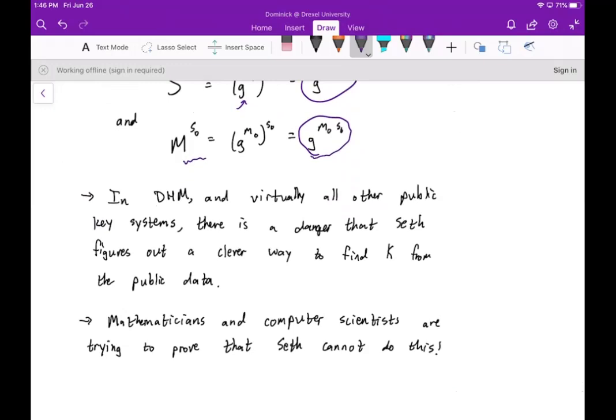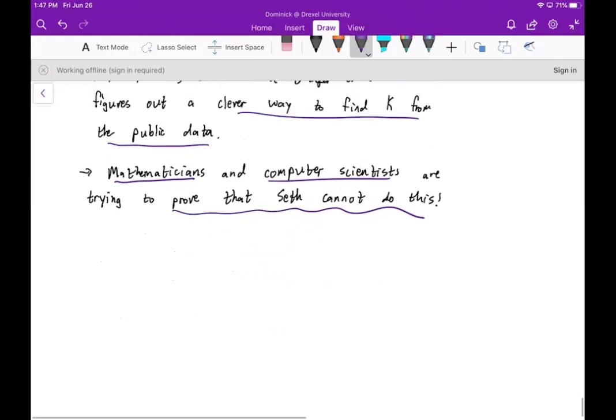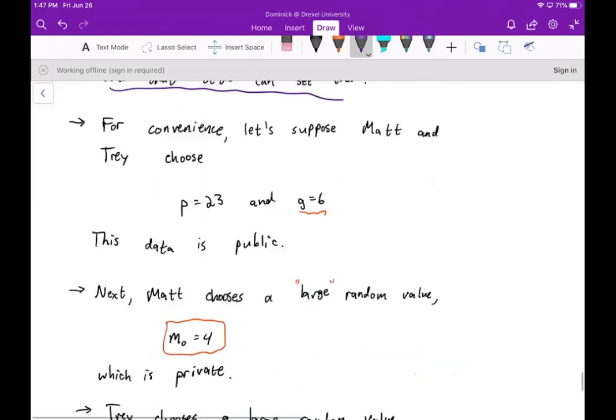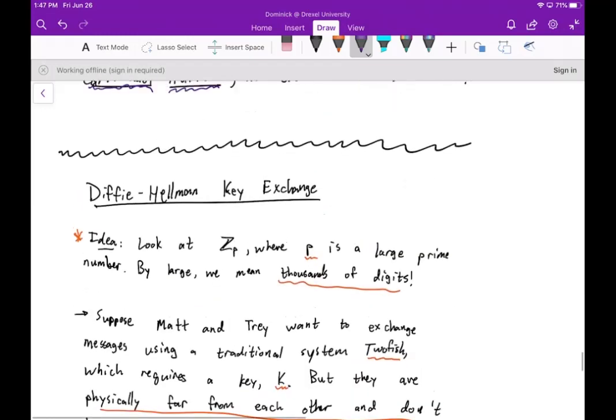Now, in DHM, this Diffie-Hellman exchange here, and virtually all other public key systems, there's a danger that, of course, Seth would figure out a clever way to find K from the public data, right? And of course, the whole idea, the whole science of cryptography, is that a group of mathematicians and computer scientists are trying to prove the fact that Seth cannot do this, or trying to prove ways that Seth could do this, right? So that concludes this video on the Diffie-Hellman exchange, the key exchange. I hope you enjoyed, and I will see you next time.